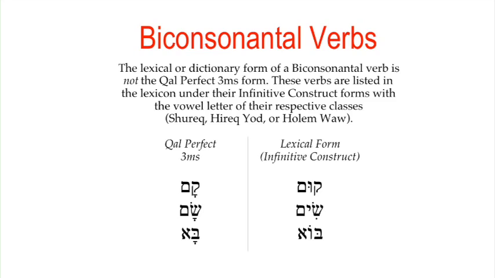Look again at your screen with me. You'll see in the left column the Qal perfect 3MS form of the verbs qam, sam, and ba. But in the right column, you'll see the actual lexical form, which is not Qal perfect 3MS. Rather, it's the infinitive construct form: qum, sim, and bo. The first example has a shureq medial vowel letter, a U-class vowel. The second example, sim, has a hireq yod medial vowel letter, an I-class vowel. And the third example, bo, has the holem wow medial vowel letter, an O-class vowel.